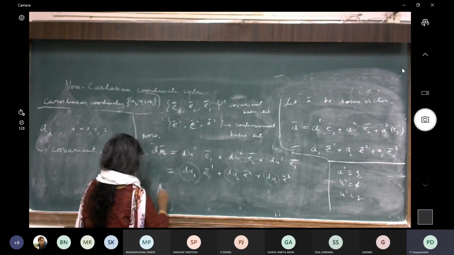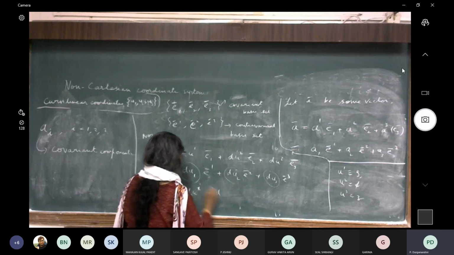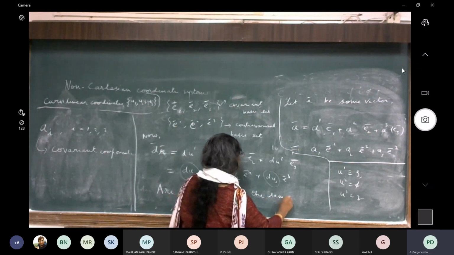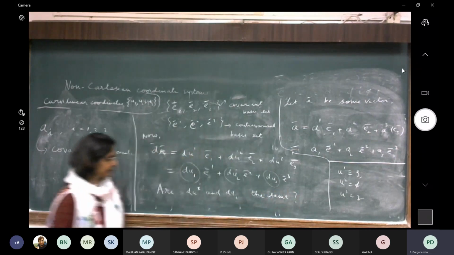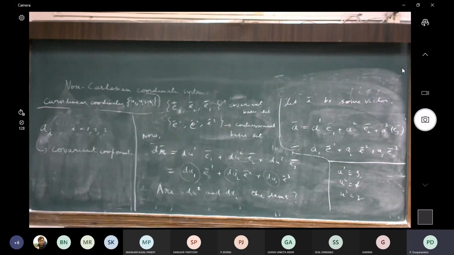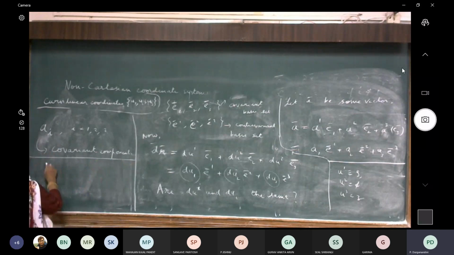I'll ask you the question now. Are du_i with a lower index and du^i with an upper index the same? How do you get the same answer? What do you think? If you go back to our example, what was E1?